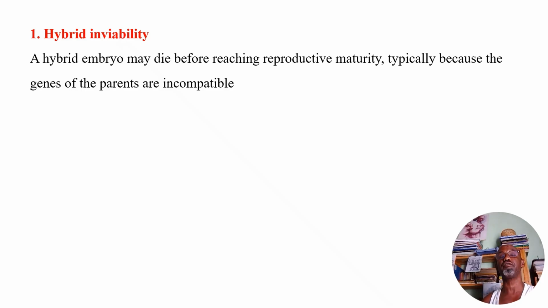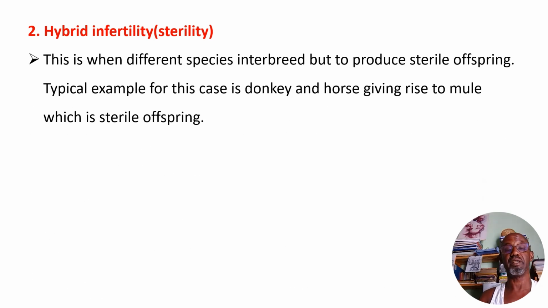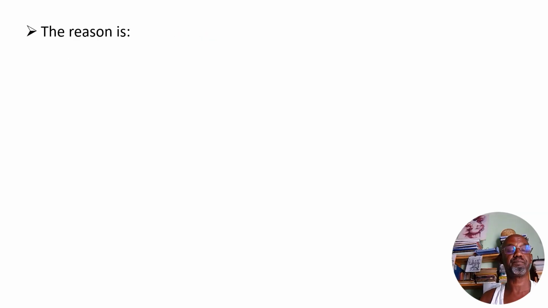The genes of the female and the male do not communicate and produce an appropriate organism. Therefore, a hybrid embryo may die. It may be aborted or immediately die after it has been born. Hybrid infertility. This is the case of the mule. This is when different species interbreed but produce sterile offspring. A typical example is the donkey and horse giving rise to the mule, which is sterile.